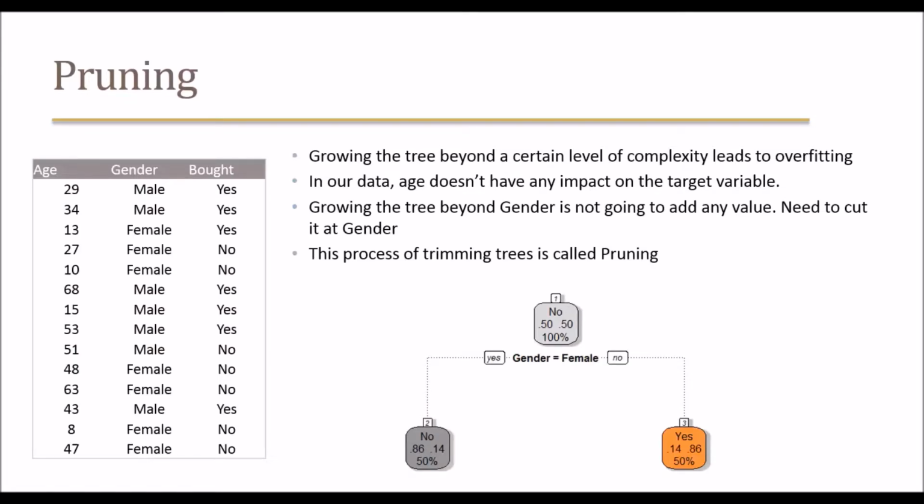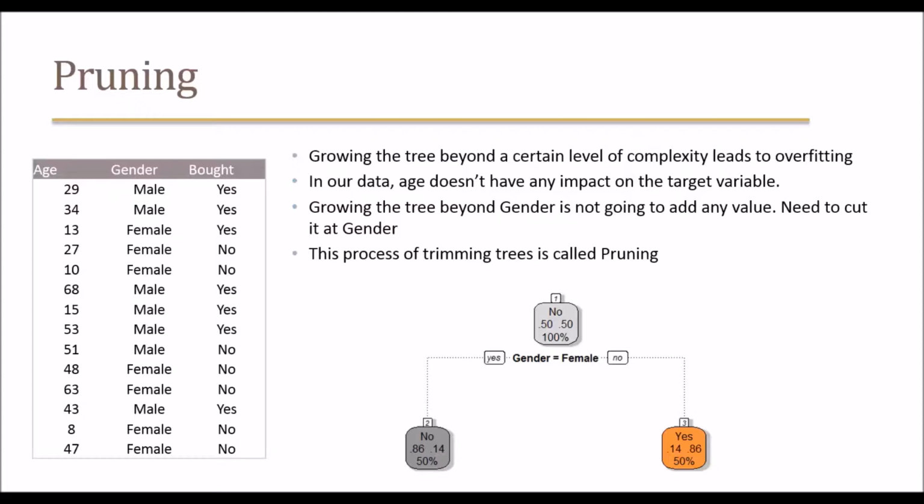So we have already seen that growing the tree beyond a certain level of complexity leads to overfitting. That means instead of finding the general rules for the target, buying or not buying, using the input variables, we are trying to represent the whole data as itself. Now that is overfitting. When overfitting happens, the model is really good on training data, but on test data, it really fails. So we should not grow the tree as big as possible. We might have to cut it beyond a certain level of complexity.